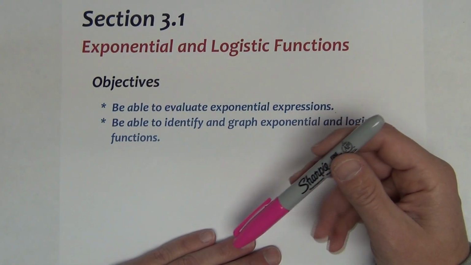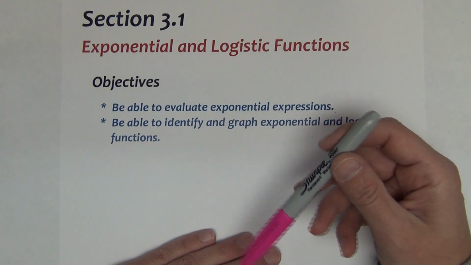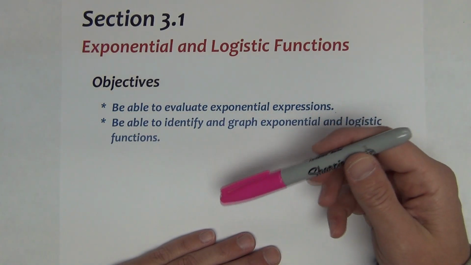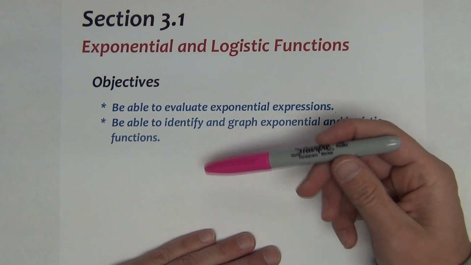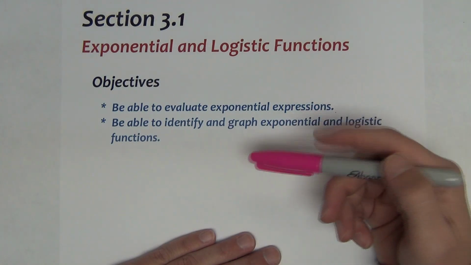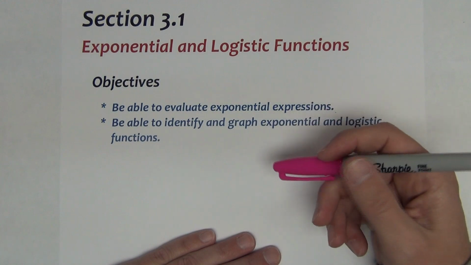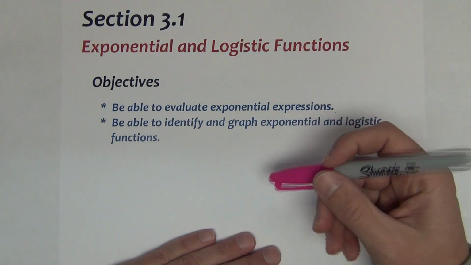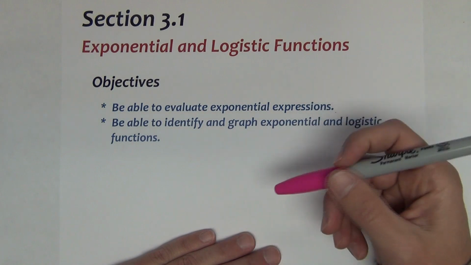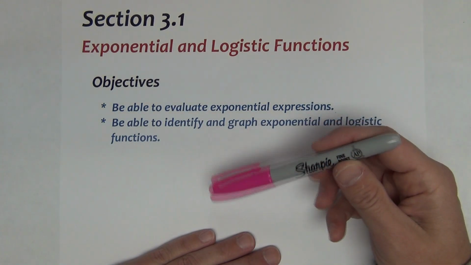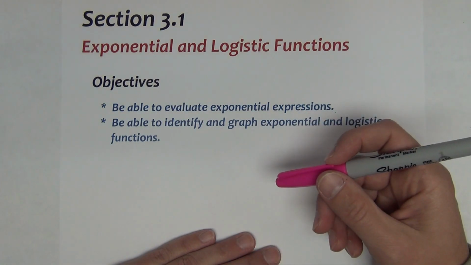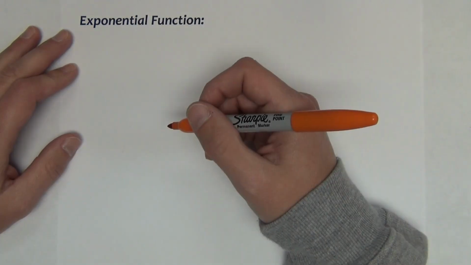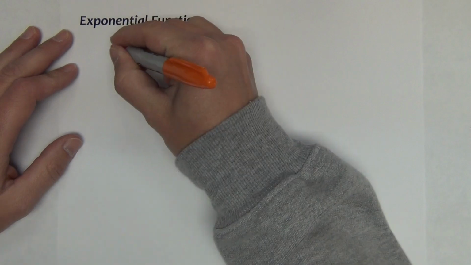In section 3.1, we go over a couple of different types of functions that we study in this chapter, the exponential and logistic function. We'll look at how do we identify these functions, how do we graph them, and then most specifically, we'll work into the end of the lesson, how can we work problems that are modeled with these types of functions.